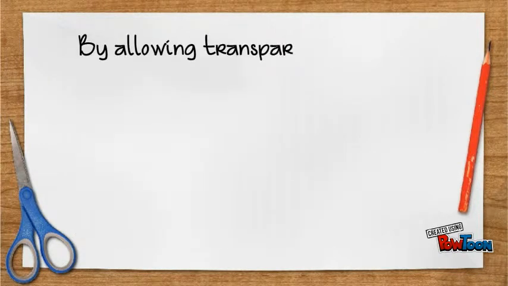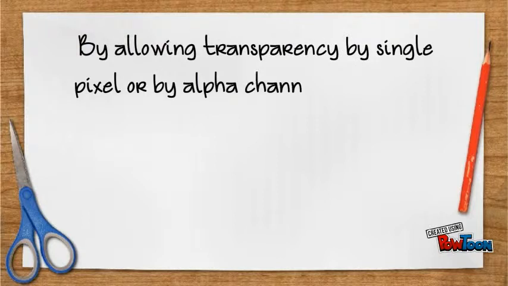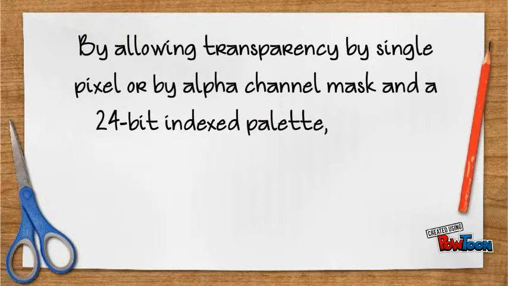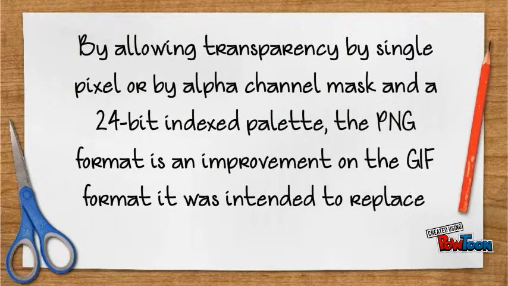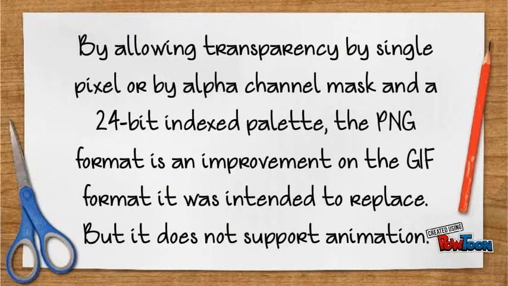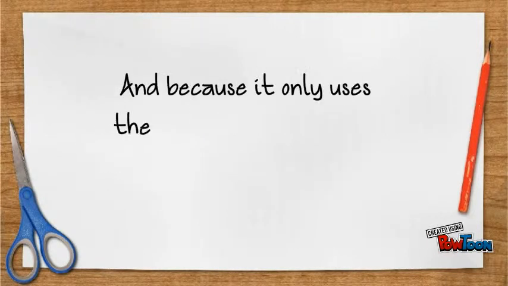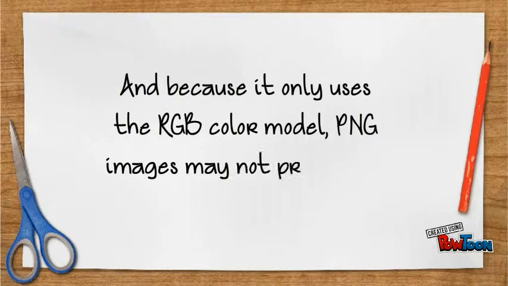By allowing transparency by single pixel or by alpha channel mask and a 24-bit index palette, the PNG format is an improvement on the GIF format it was intended to replace. But it does not support animation. And because it only uses the RGB color model, PNG images may not print well.